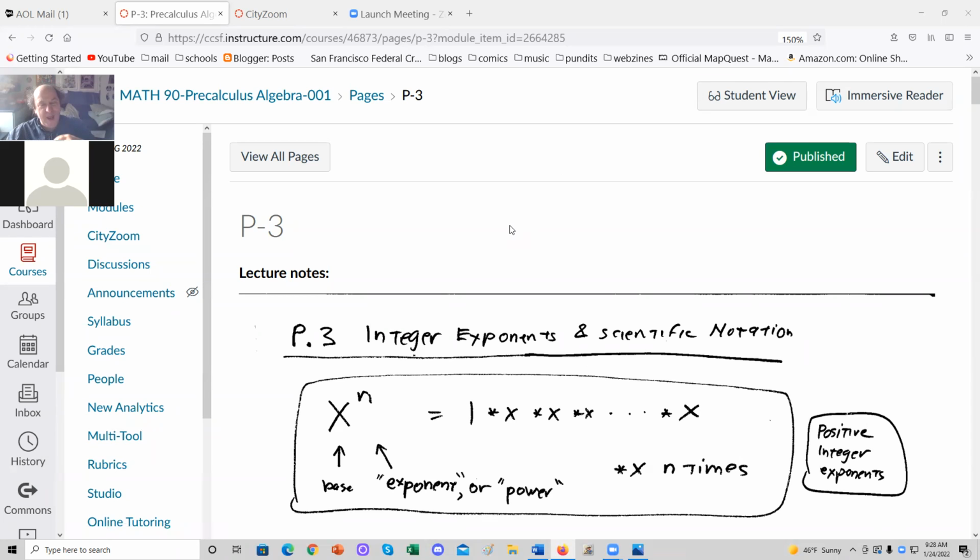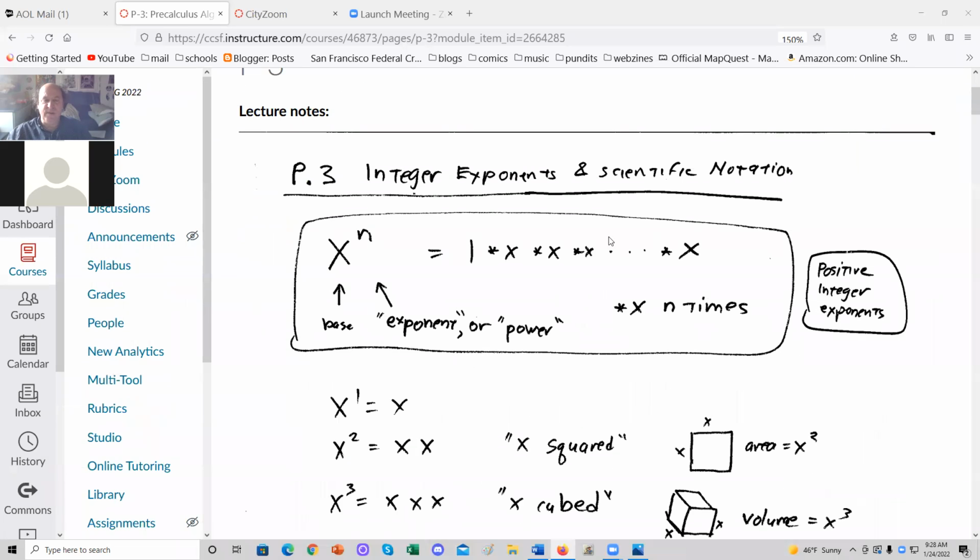This is talking about integer exponents and scientific notation. X to a power n. X is called the base, n is called the exponent or power. It is equal to, well, you start with a 1, you multiply by x n times. So x to the first power is just x.